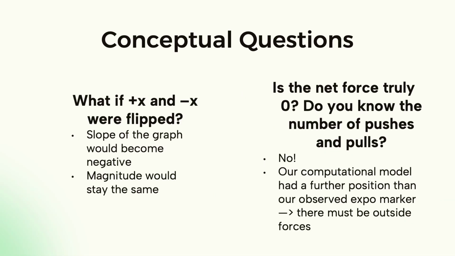But for some conceptual questions, if positive x and negative x were flipped, the slope would become negative, but the magnitude would stay the same, so not a major difference. And is the net force truly zero? No. Our computational model had a further position than the x1 marker, so there must be outside forces.